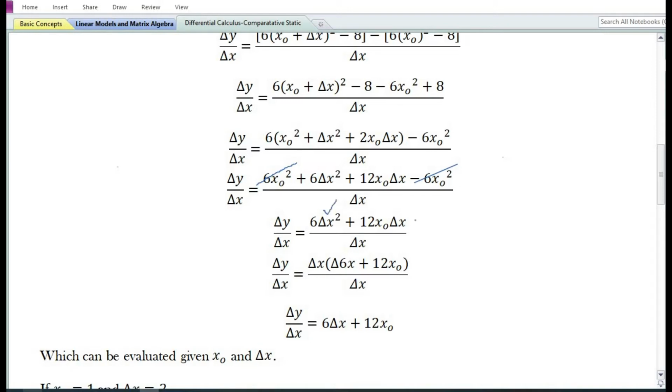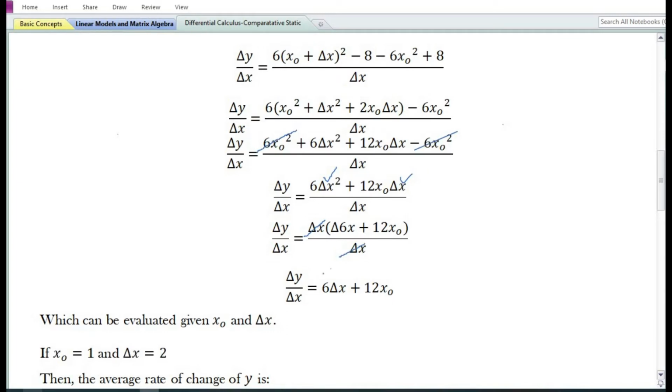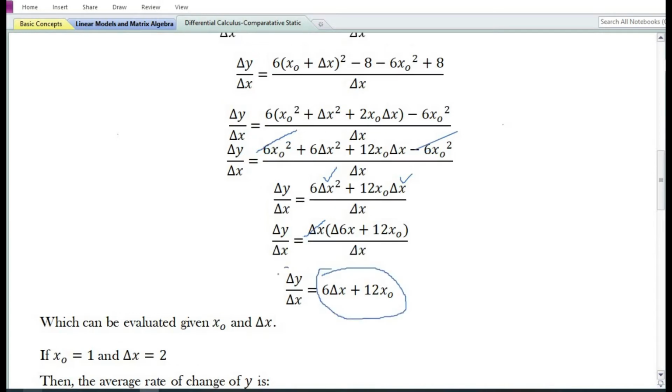Now taking common delta x, and cancelling delta x in the numerator and denominator, we are left with 6 delta x plus 12 x subscript 0. The difference quotient del y by del x, which is the average rate of change, can be measured given the initial value of x, that is x subscript 0, and the change in x, that is delta x.